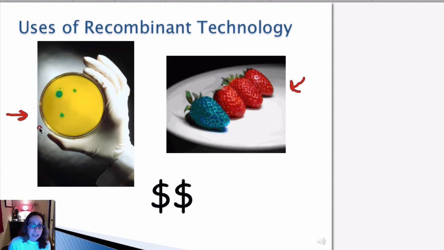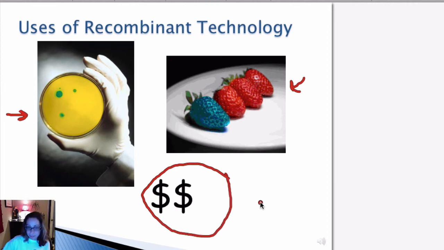There's so many uses of recombinant technology, genetic engineering. A lot of our vaccines are made using recombinant DNA technology. So it is a huge and expanding field right now. And because of that, it brings in lots of money. It's a multi-billion-dollar industry.